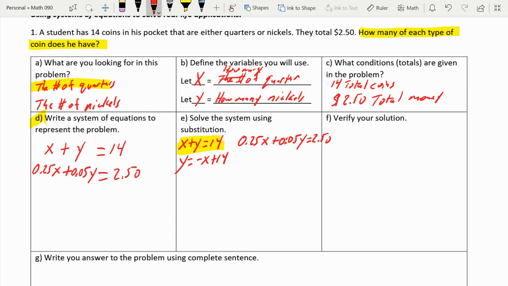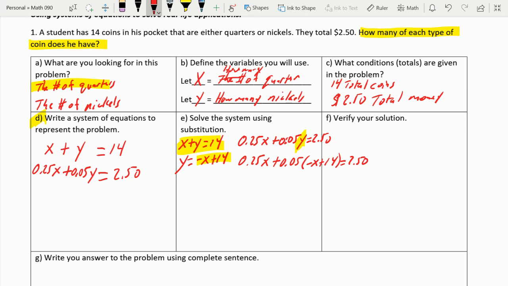Now I'm going to take this and plug it in for y. I'm really not going to have enough room here, so this is going to get aggravating, but I'm just going to write 0.25x plus 0.05 times (negative x plus 14) is equal to $2.50.